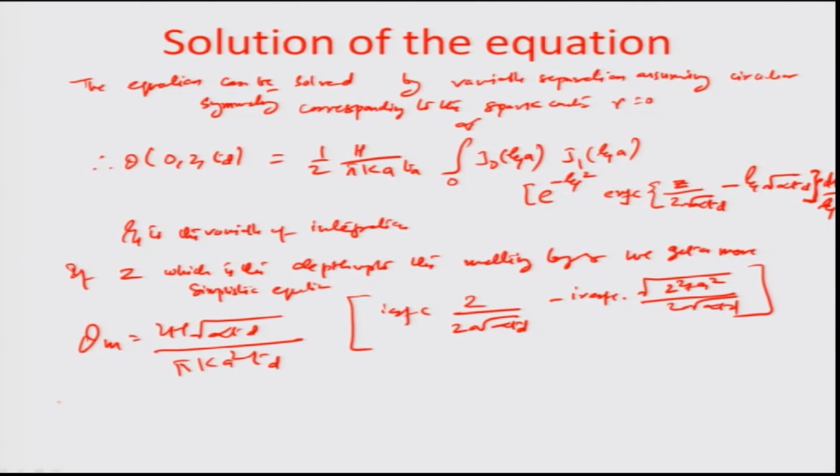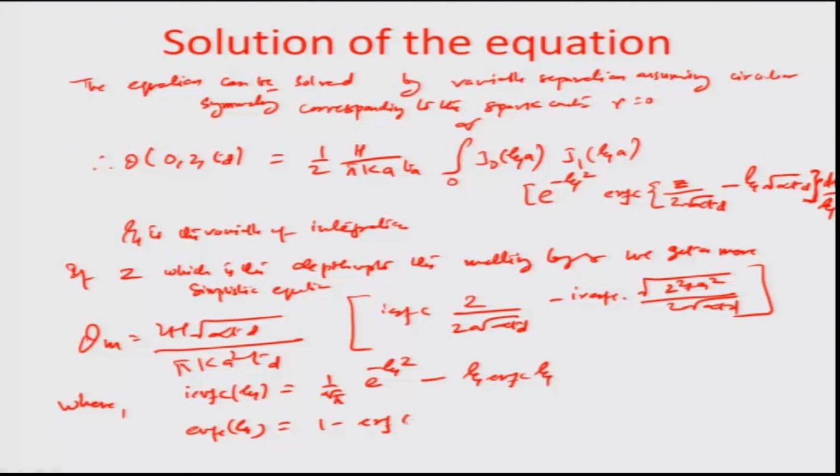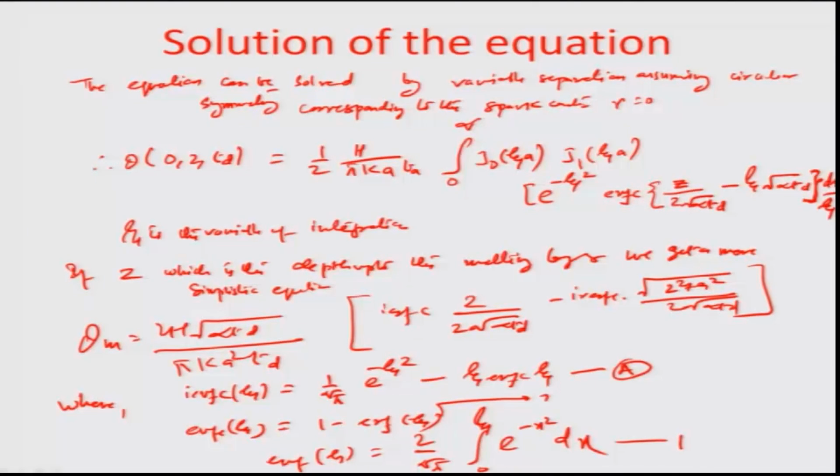where I would just like to write these different notations on different formulations of the different error functions. So, the i ERFC zeta can be written down as 1 by root pi e to the power of minus zeta square minus zeta ERFC zeta, and the ERFC zeta can further be written down as 1 minus the error function of zeta. And as you all know, the error function of zeta is a numerical integral given by twice root of pi, 0 to zeta, e to the power of minus x square dx. Okay. So, this is A, B and C.